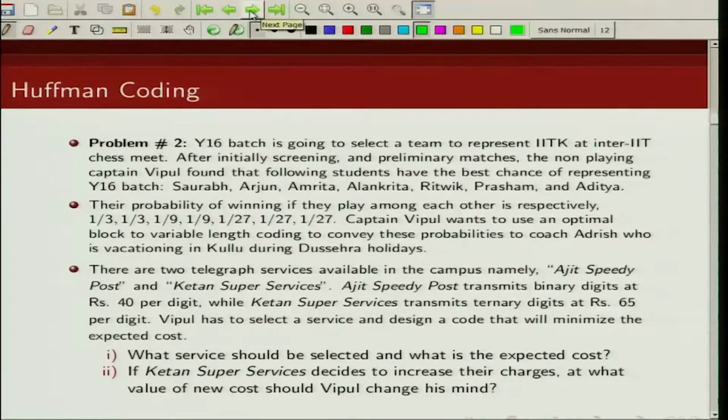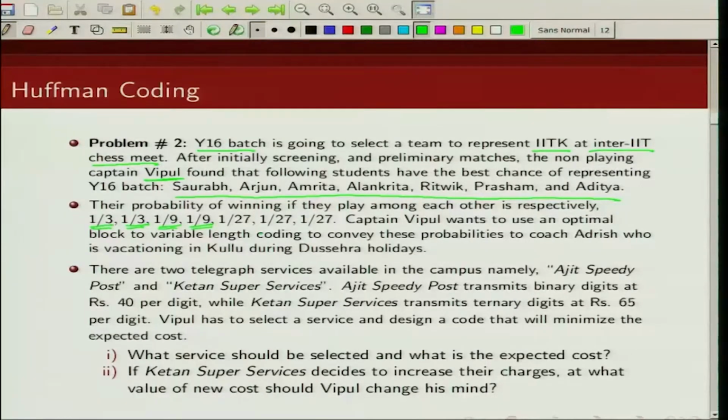So this is also a problem related to Huffman coding. We have a Y16 batch which is going to represent IIT Kanpur in an inter-IIT chess meet. The captain Vipul found out that these are the best students in terms of representing the IIT team, and he organized a chess competition where they played against each other, and he found out the corresponding probabilities of their winning against each other.